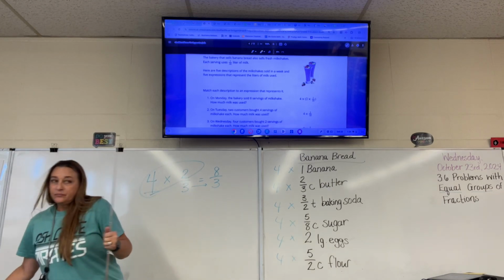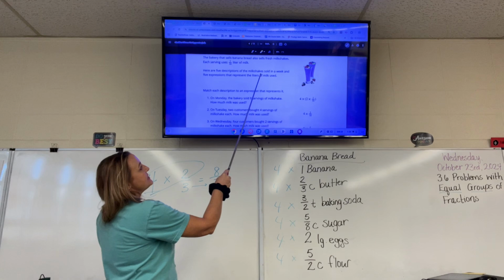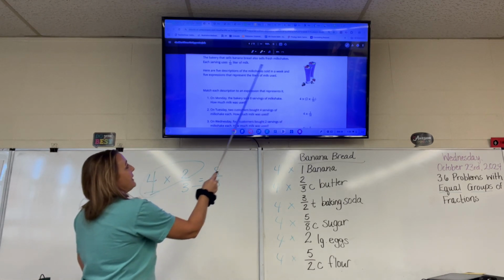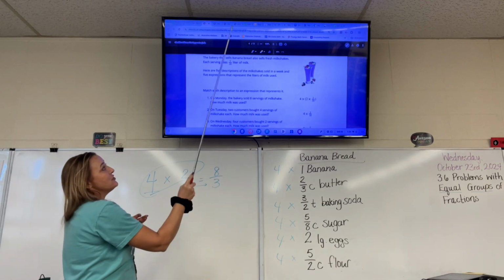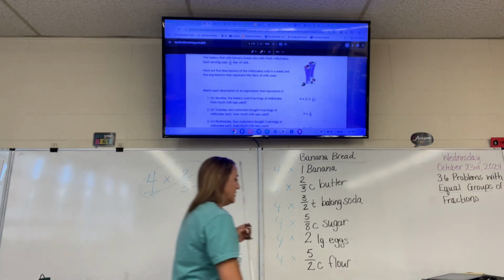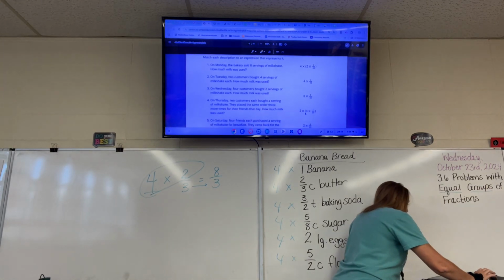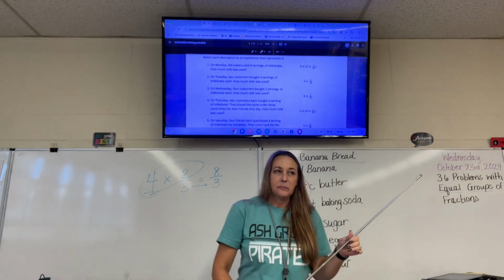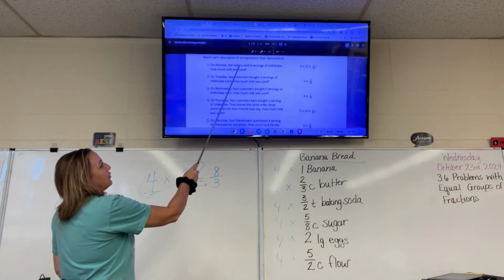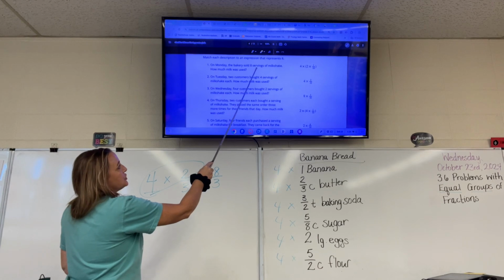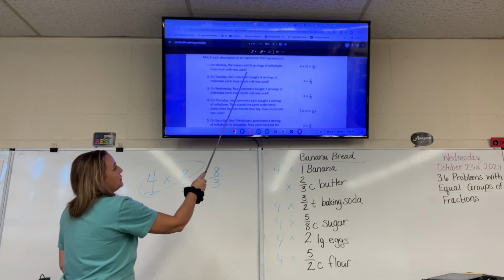All right. So, here are 5 descriptions of the milkshakes sold in a week and 5 expressions that represent the liters of milk used. Okay, so here we go. Match each description to an expression that represents it. We're almost finished. On Monday, the bakery sold 8 servings of milkshake. How much milk was used?